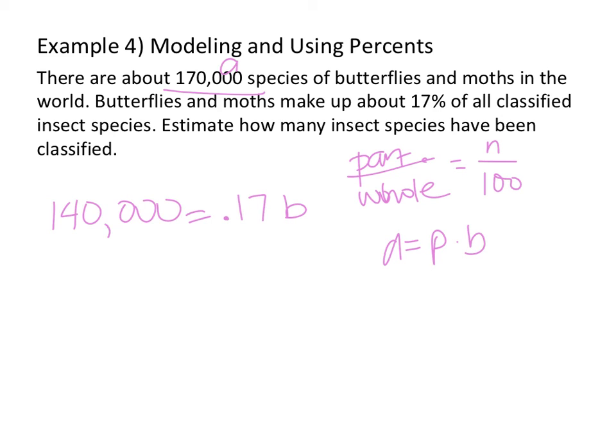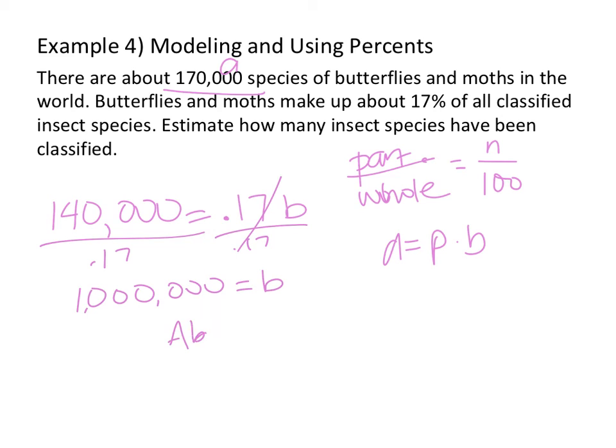We'll solve for B now by dividing by 0.17. This will give us 1 million is equal to B. So we're going to interpret our answer in a sentence. Estimate how many insect species have been classified. You can say about 1 million insect species have been classified.